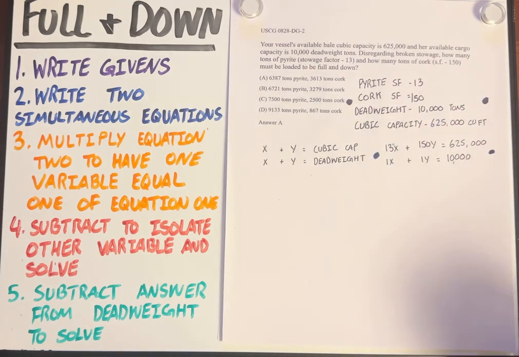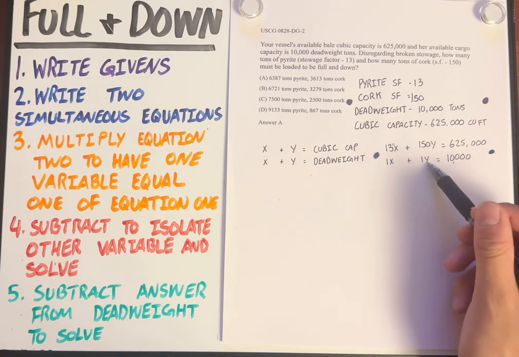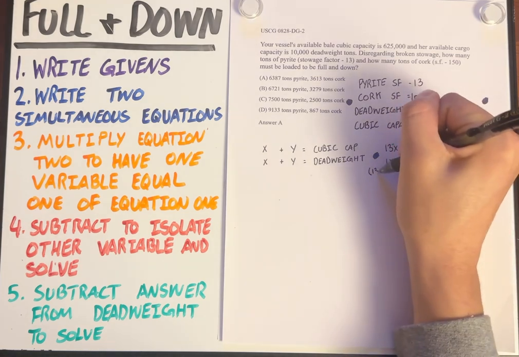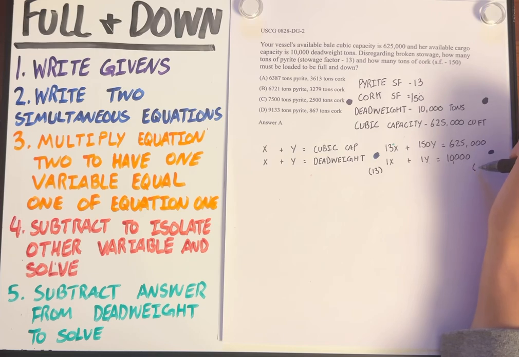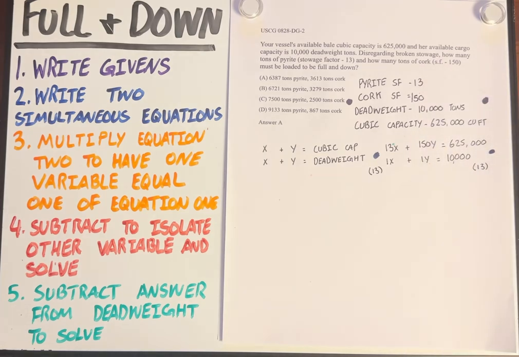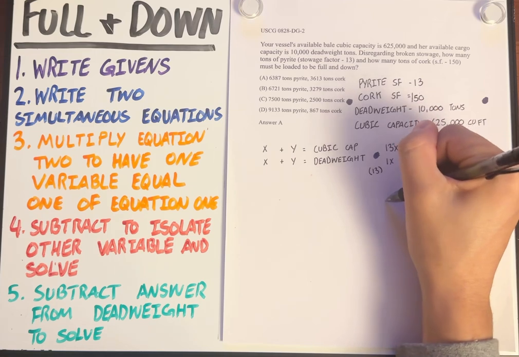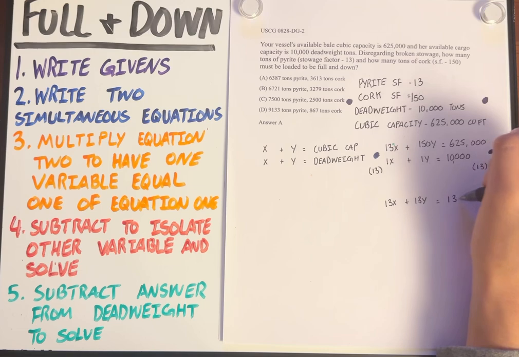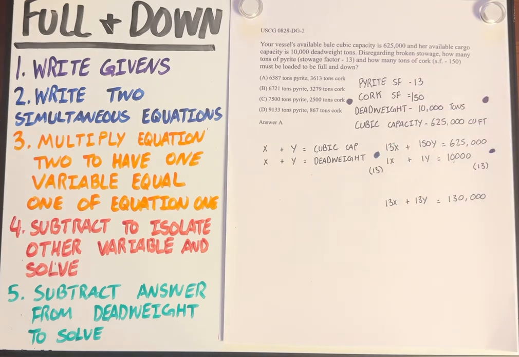And step three is to multiply equation 2 to have one variable equal that of equation 1. So we want our x or y to equal 13 or 150. What we're going to do is multiply both sides by 13. So 13 on the left side of the equation, 13 on the right side of the equation. What that ends up looking like is 13x plus 13y equals 130,000. So now we can interact these two equations correctly and isolate one of the variables.